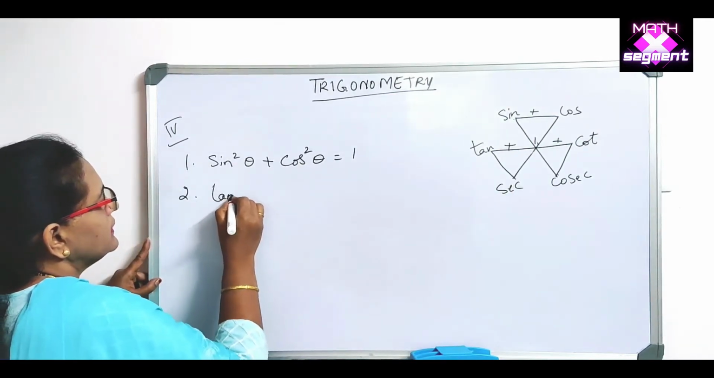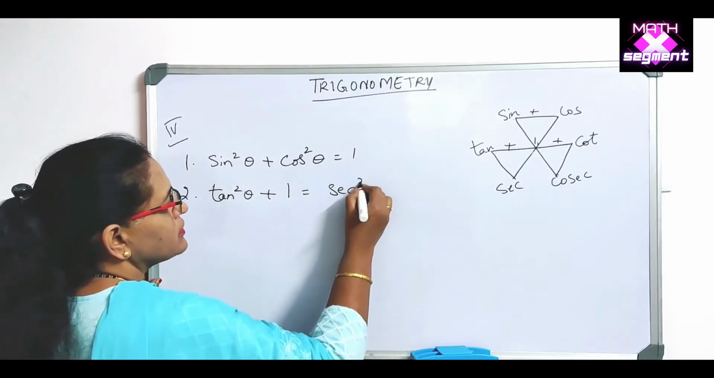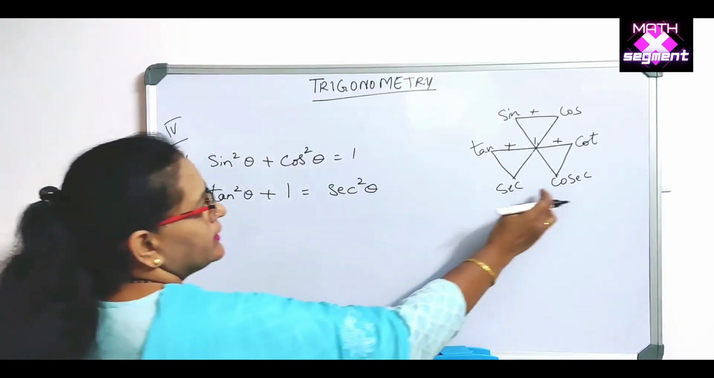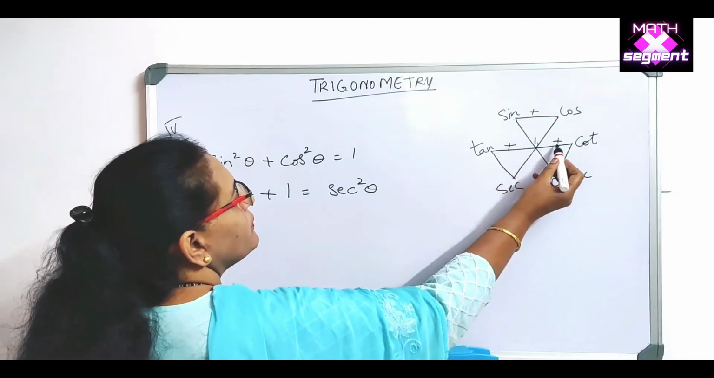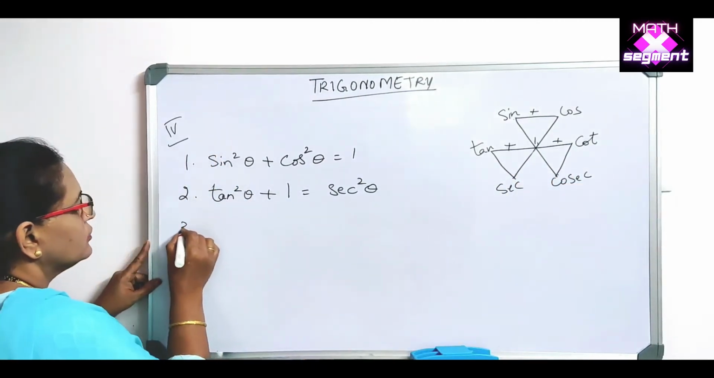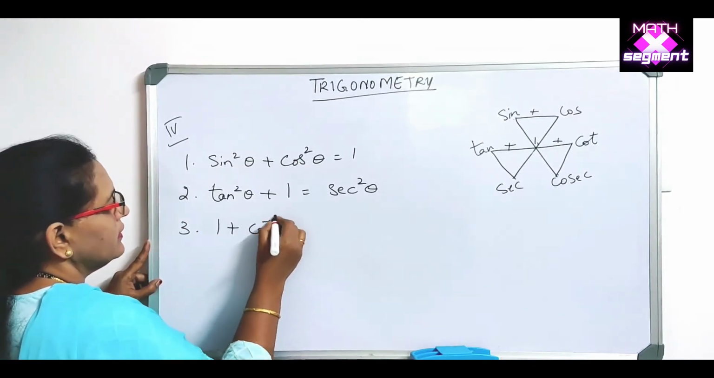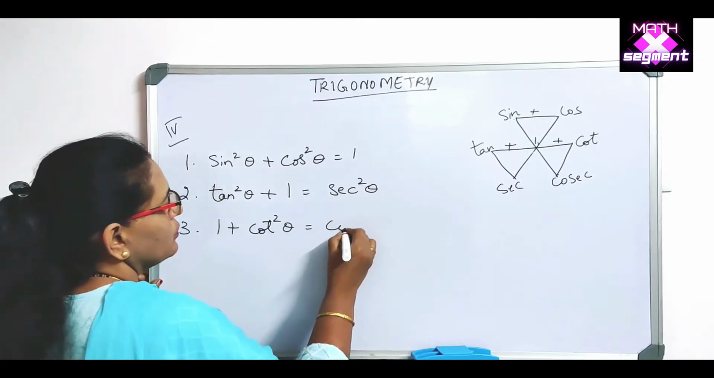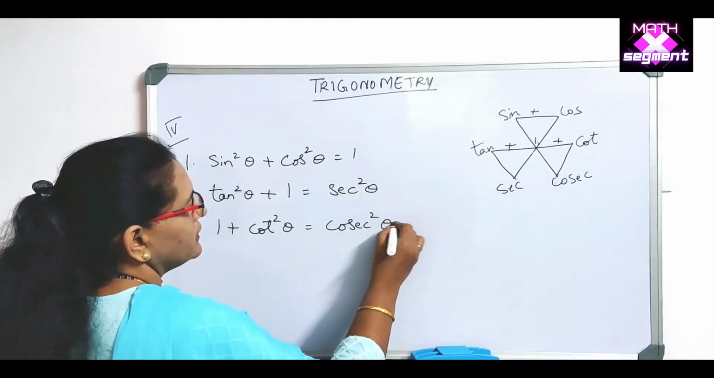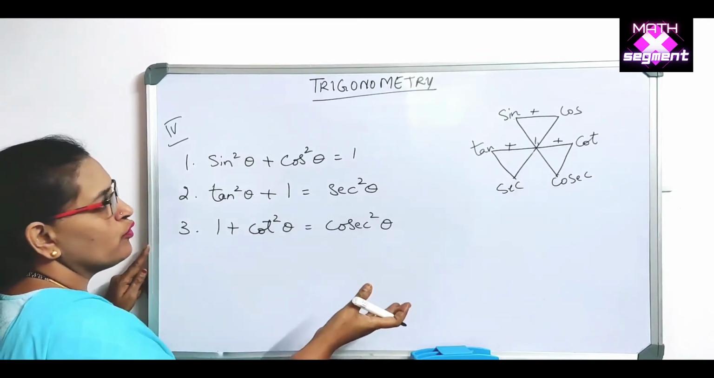So that means tan square theta plus 1 is equal to secant square theta. And then the next triangle we have is 1 plus cot square theta is equal to cosecant square theta. So the third one we can write is 1 plus cot square theta is equal to cosecant square theta. So from these formulas, we can make many more formulas.